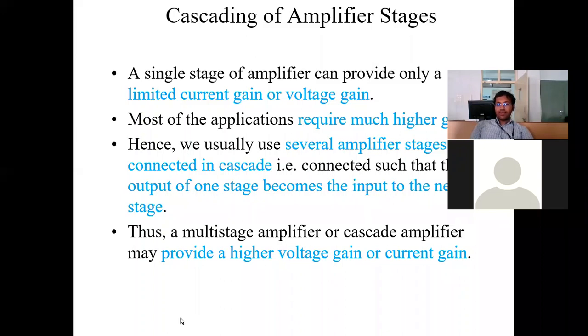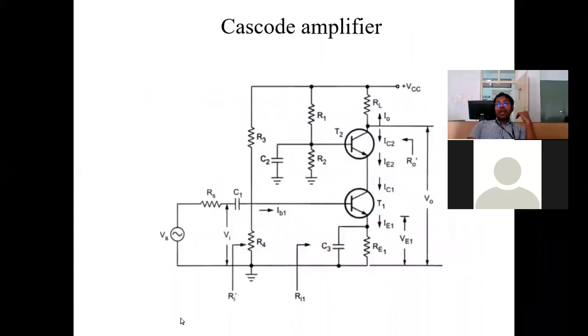In yesterday's class, we started analyzing multi-stage amplifiers. Two types of multi-stage amplifiers: cascade connection and cascode connection. Between two stages, if the output of one stage acts as input to the other stage, it is cascade connection. If there is one transistor above the other, then it is cascode connection. We have seen all this in detail, and we have seen an example of a cascode amplifier. We have discussed the general process.